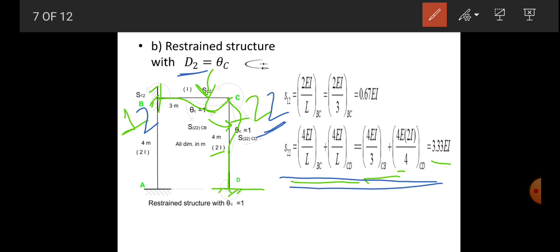Now find the value for S12, which will be half, 2EI by L, again in an anti-clockwise direction. The same moment will be carried. So 2EI by L, putting the value of I for the beam BC as I and length as 3, it becomes 0.67 EI. So now we have the second column of the stiffness matrix.